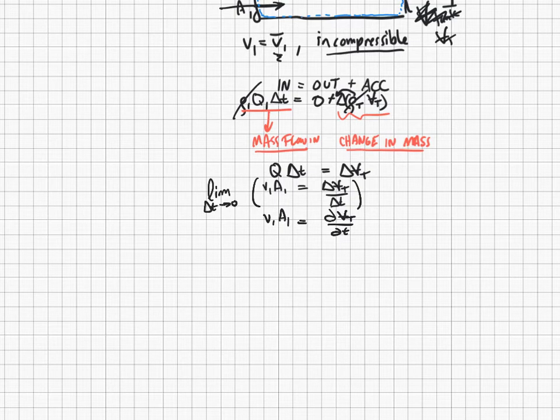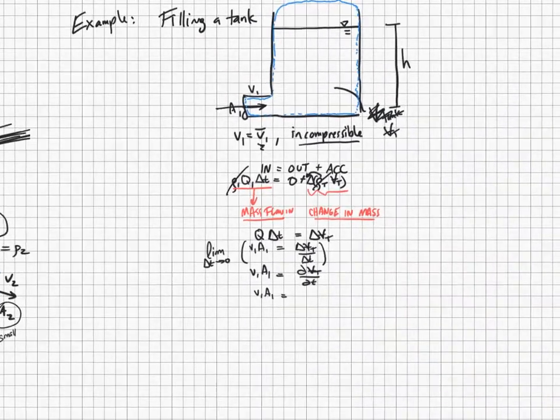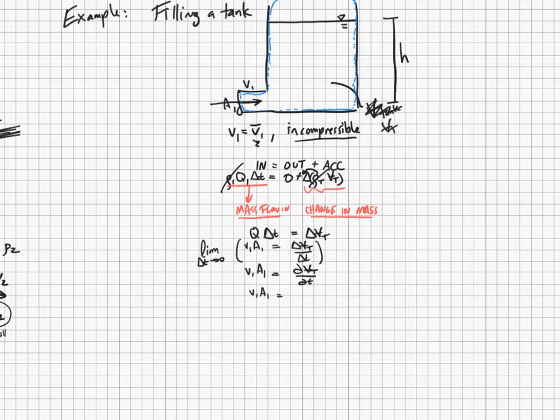Okay, and then we could say V1A1 equals, well, what's the volume of a tank? The volume of the tank is the area of the tank. Usually that's going to be pi r squared, but let's just leave it as the area of the tank times h. This is h right here. dt. And then we can rearrange this and say V1 A1 over AT equals dH dt.